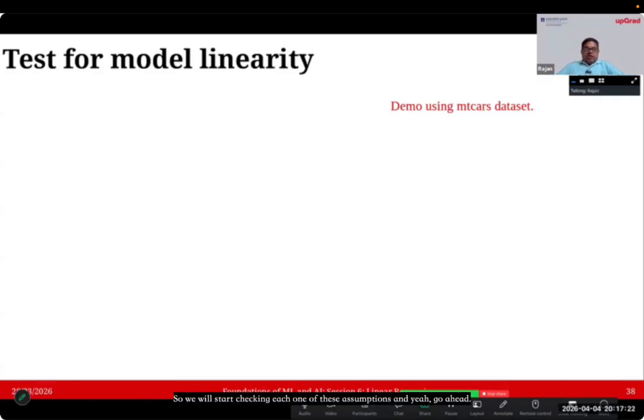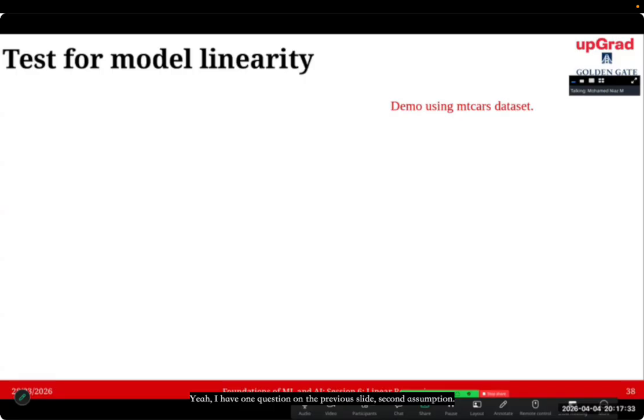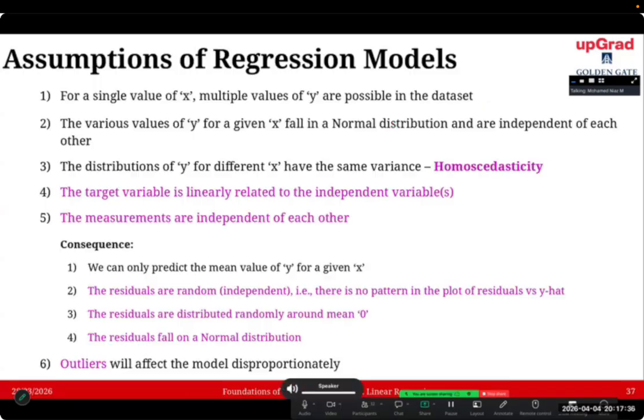It's very easy to go from odds to each one of these assumptions. In fact, let's do that. I have one question on the previous slide, the second assumption. Okay, let's do that.